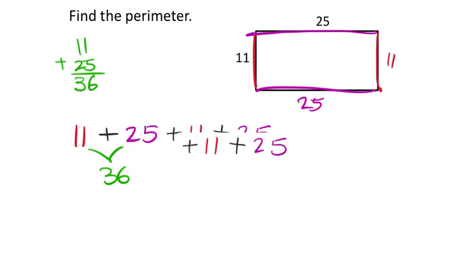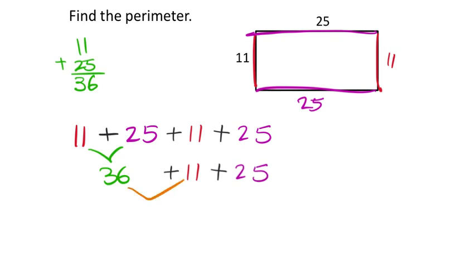And then I've still got the plus 11 plus 25. So again, I'm going from left to right, 2 numbers at a time. Now I've got to do 36 plus 11. I'll do that up here because we got space. 36 plus the 11. So that would be 6 plus 1 is 7. 3 plus 1 is 4.